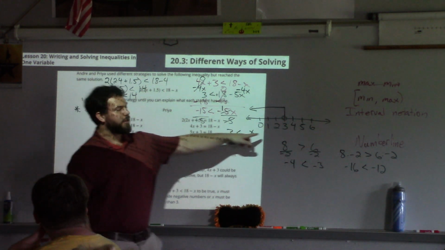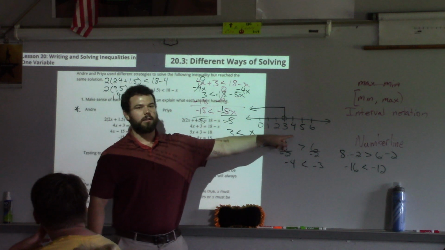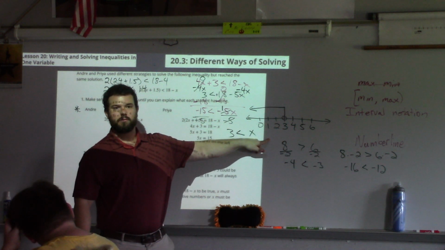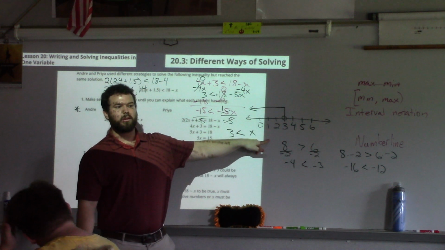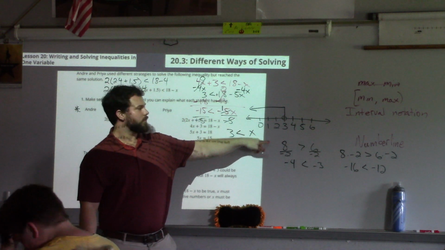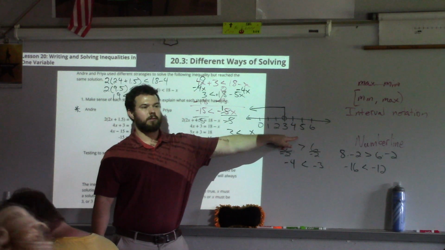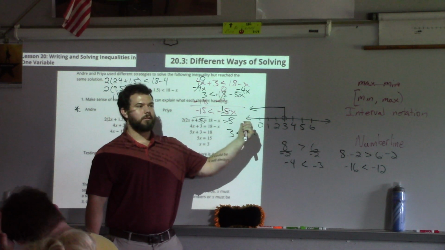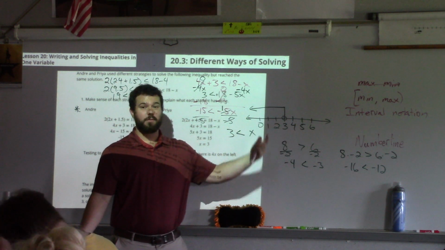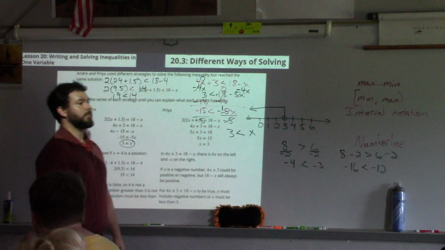Once you get the 3, what can you do to figure out which side are the solutions? Solutions make the inequality true. So we checked the 4. Was the 4 a solution? No. So was I going to the right? So I'm going to the left. Is that something you might be able to do every single time? Yes.